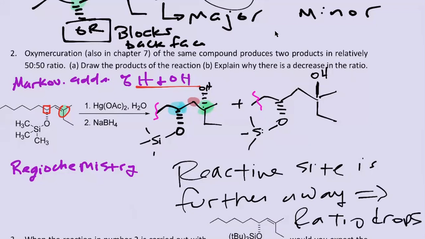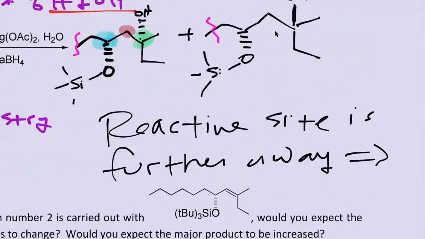Right? So if the reactive site is further away from that pre-existing chiral center, then the ratio is going to drop because the influence is going to be less. All right. And questions about that? Because y'all real quiet right now.